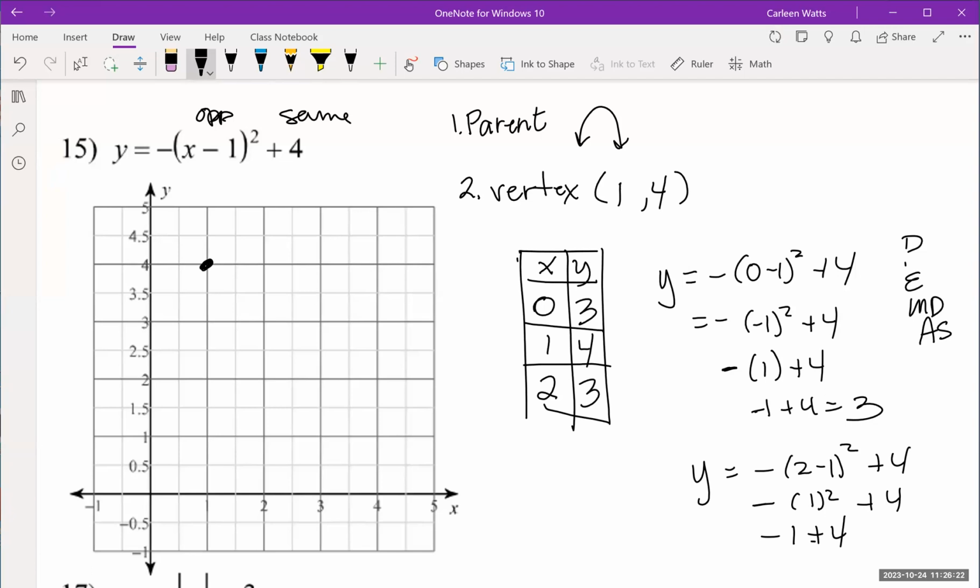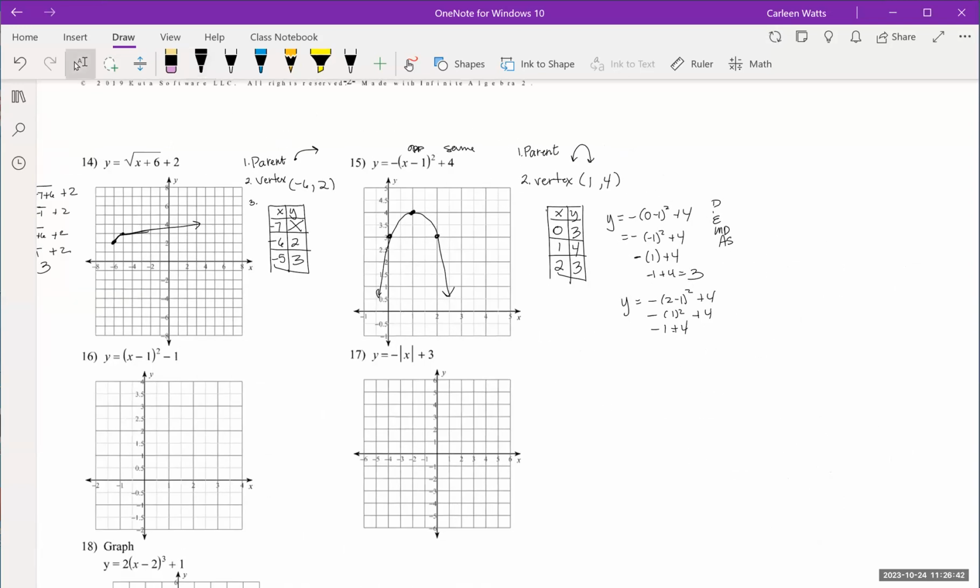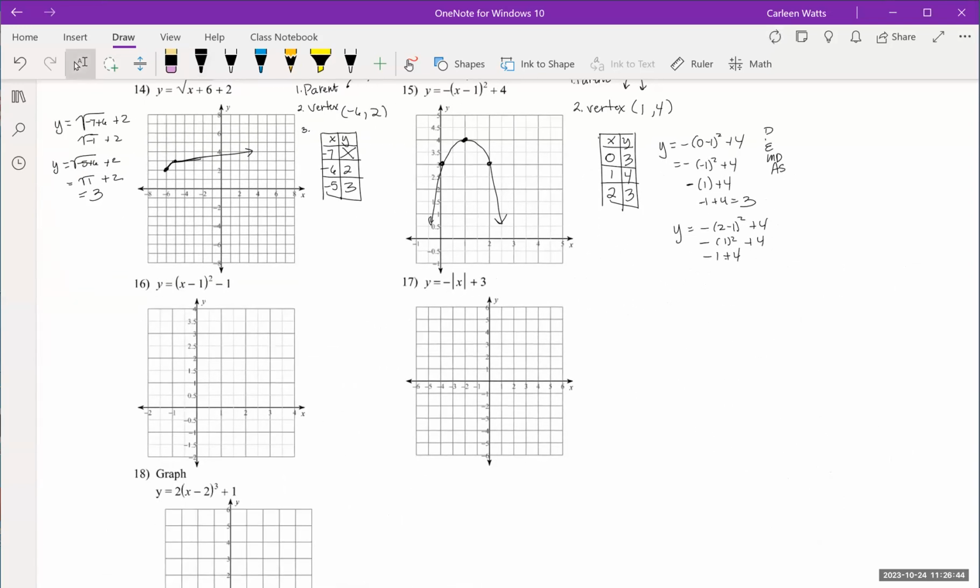Okay, now this should make an upside down U. 0 is 3. 2 is 3. Nice. There we go. So those negatives are a little bit tricky. This one on your own, shouldn't write all over the graph.